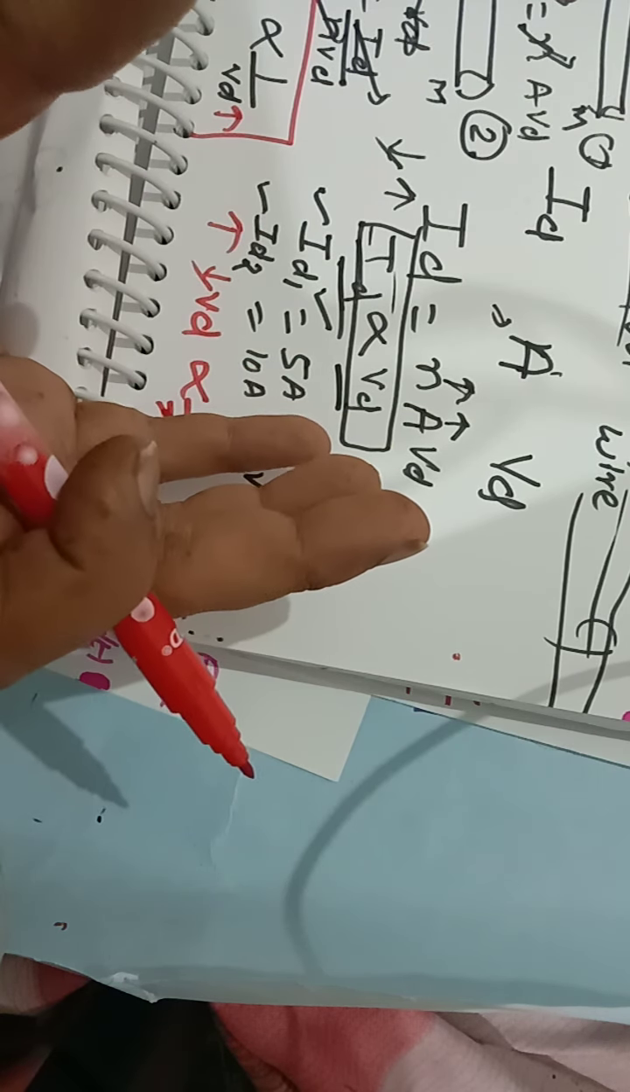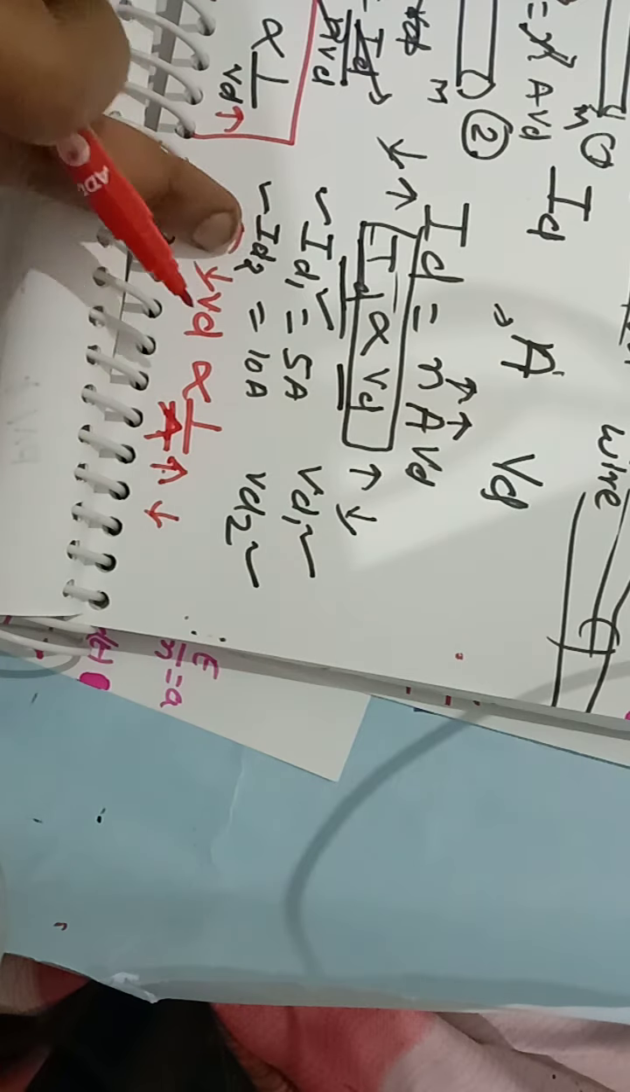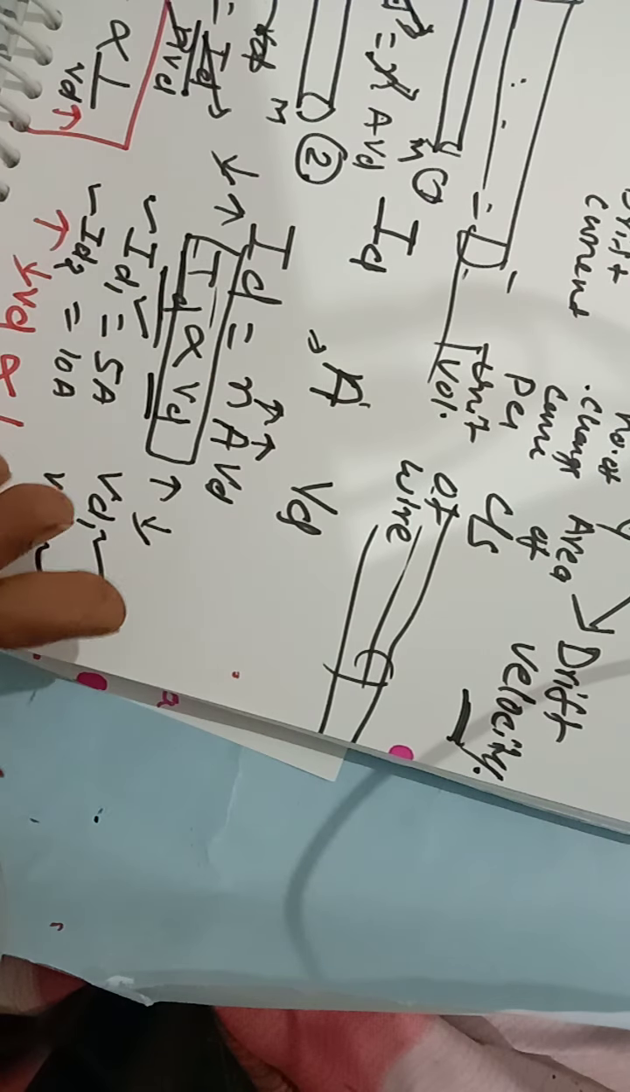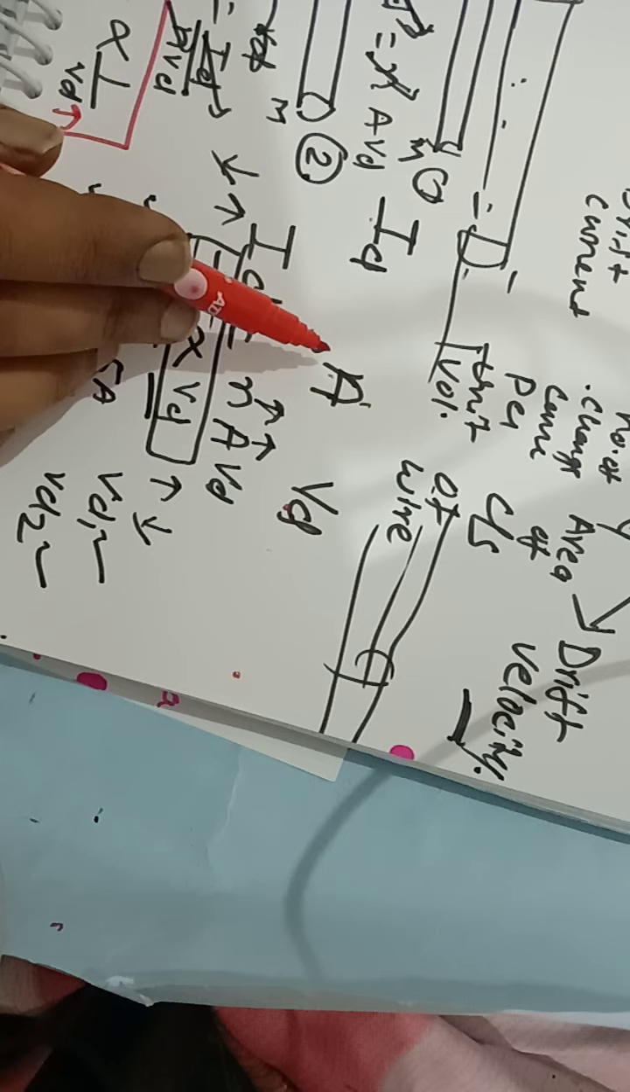So for bigger cross sectional area, drift velocity will be less. For smaller cross sectional area, drift velocity is more. Understood? These are the two relations. Now the third relation, what can we say? The third relation can be framed between ID and A.